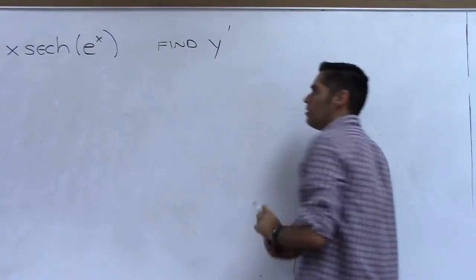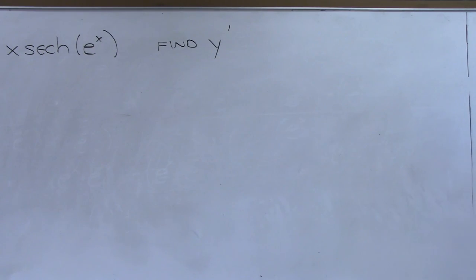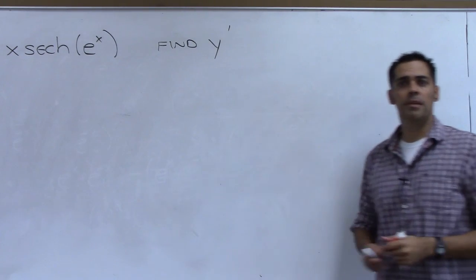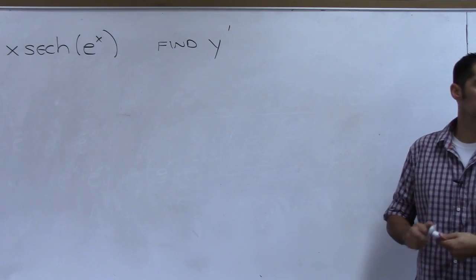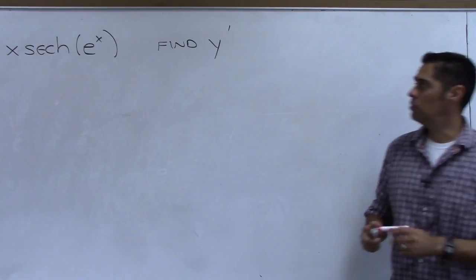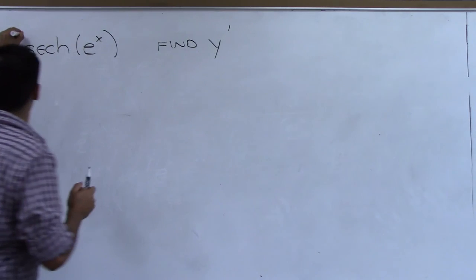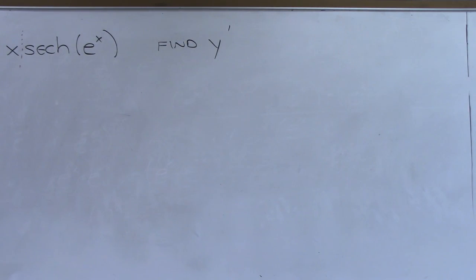So we're trying to find the derivative of this, but I can use rules now. So what rule is going to be used here? Product rule, right? We have a product right here. There's your product.